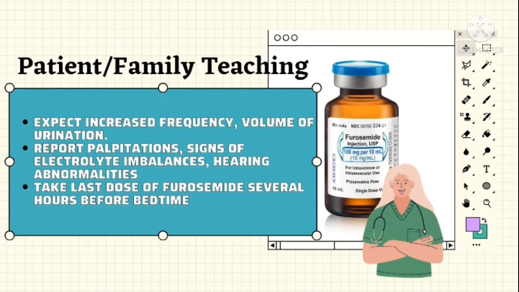Patient family teaching. Tell the patient to expect increased frequency and volume of urination. Tell the patient to report palpitations, signs of electrolyte imbalances, and hearing abnormalities such as sense of fullness in ears and tinnitus. Instruct also the patient or family member to take the last dose of furosemide several hours before bedtime to avoid sleep interruption from diuresis. Or better, take the dose in the morning.